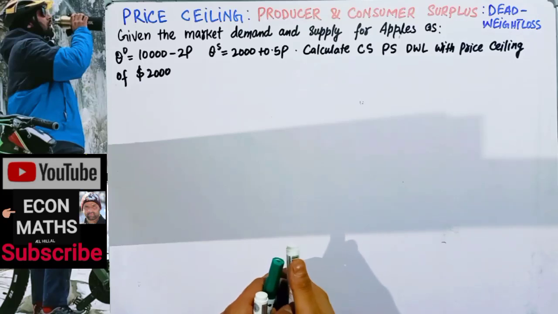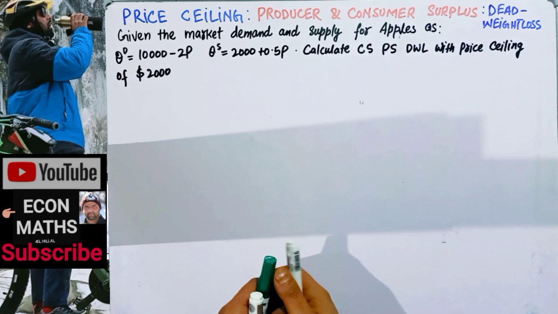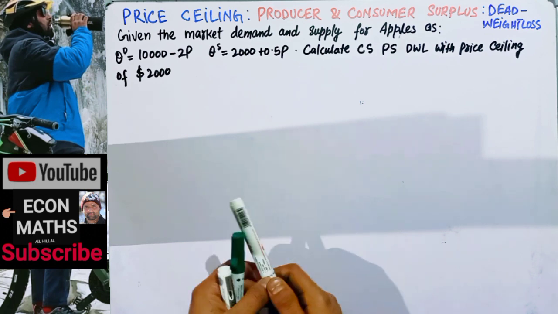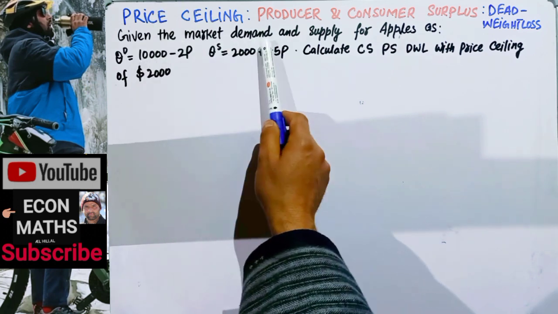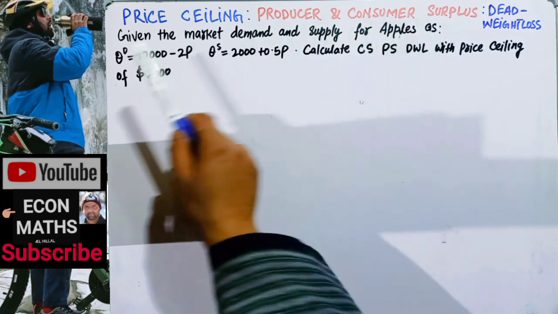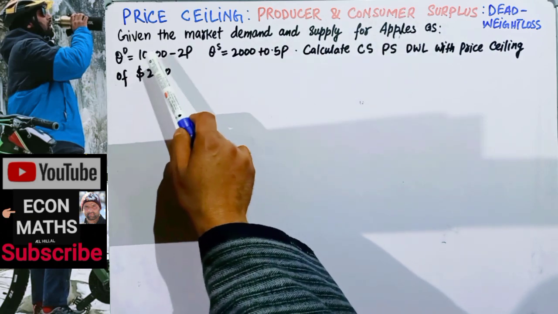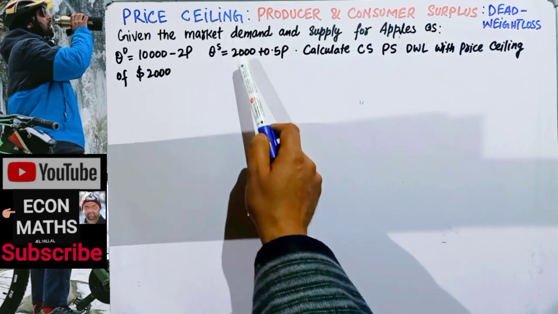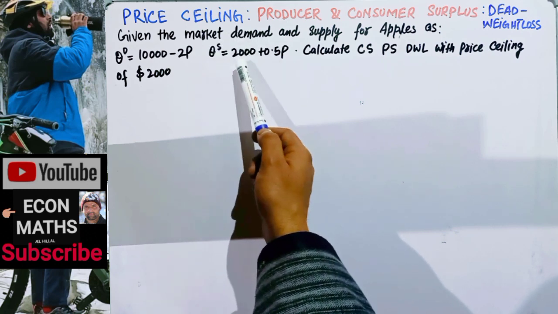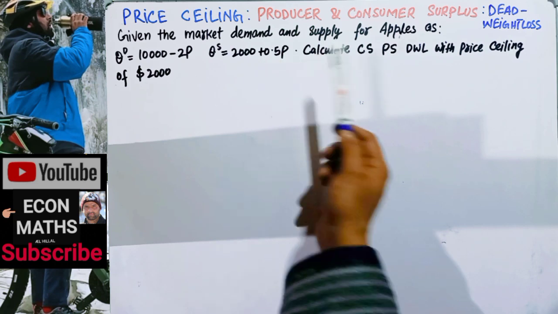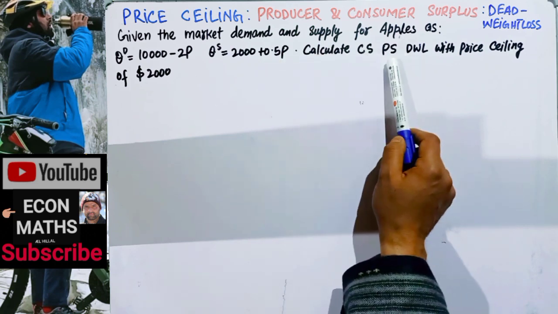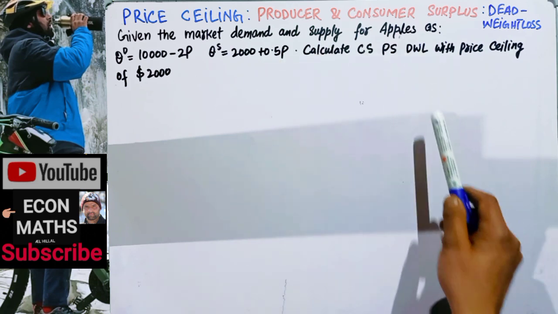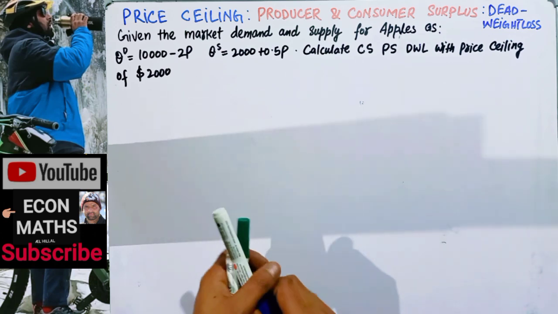Let us learn how to calculate consumer and producer surplus in case of a price ceiling and deadweight loss. The question is, given the market demand and supply for apples, quantity demanded for apples is equal to 10,000 minus 2p, where p denotes the price, and quantity supplied for the apples is 2000 plus 0.5p. We have to calculate consumer surplus, producer surplus, and deadweight loss with the price ceiling of $2,000.